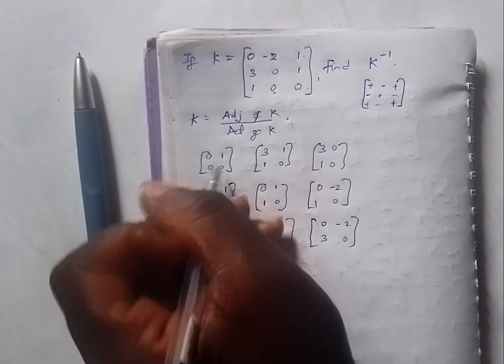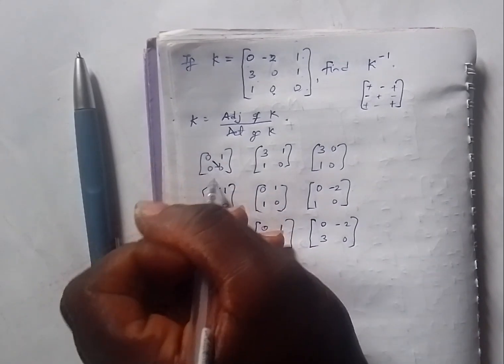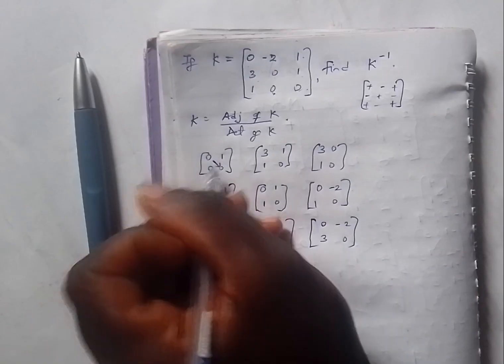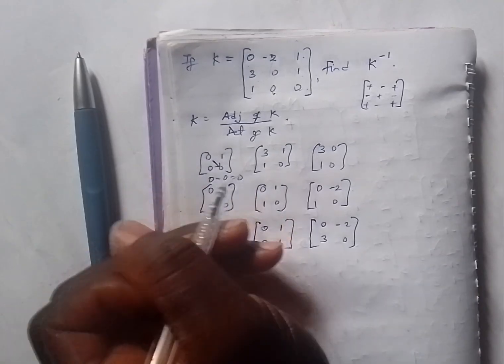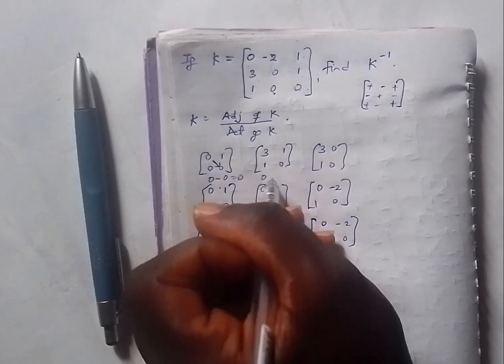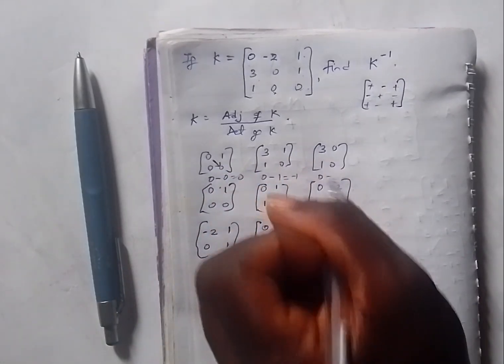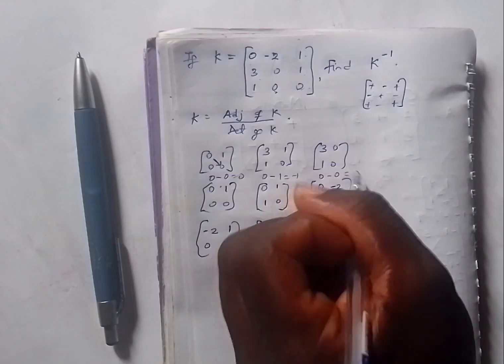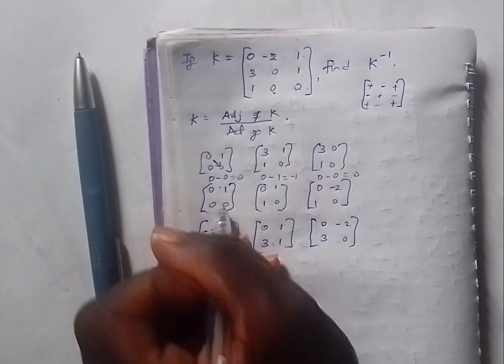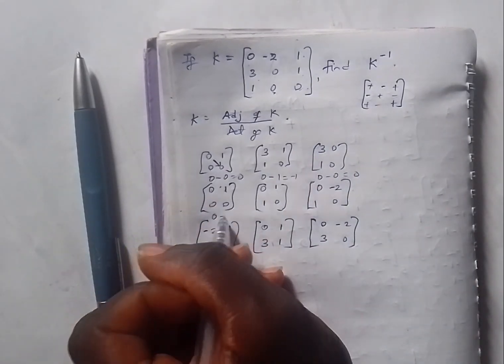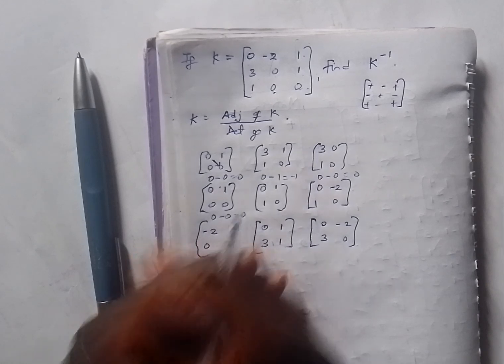Now you have to find the determinant of each of these. 0 times 0 will give you 0, 0 minus 0 times 0 is still 0. So the answer here is 0. 3 times 0 is 0. Minus 1 times 1 is 1. Here is minus 1. 3 times 0 is 0. 1 times 0 is 0. The answer here is 0. 0 times 0 is 0. 1 times 0 is 0. The answer here is also 0.